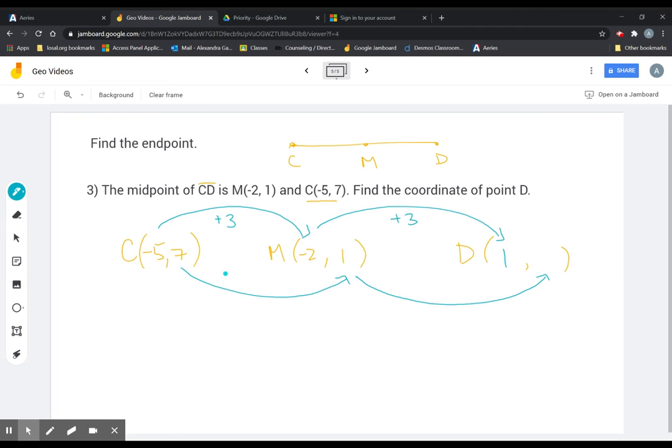Now I'm going to look at from y to the other y. 7 to 1, I subtracted 6. So that means I'm going to take away 6 again. So 1 minus 6 gives me -5. So the coordinate for D is 1, -5. So you've got to find the distance you're traveling from your C to your midpoint, and then you're using that same pattern, because it should be the halfway point, to get from M to D.